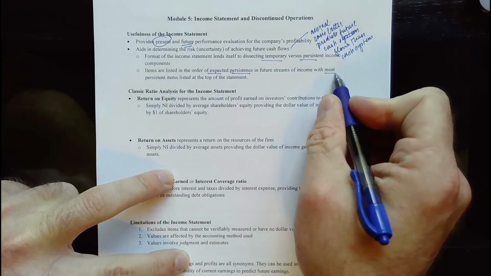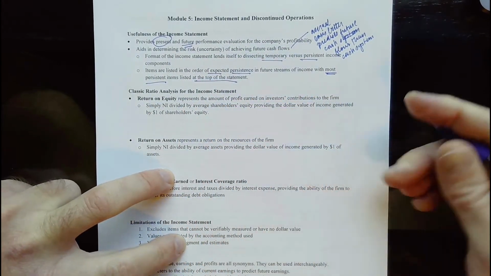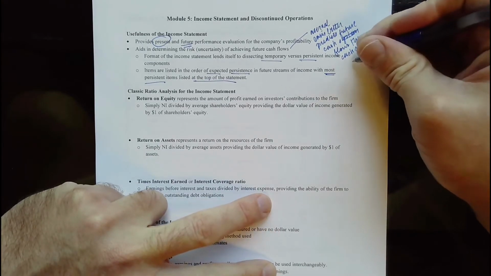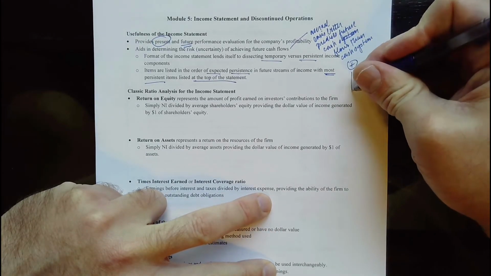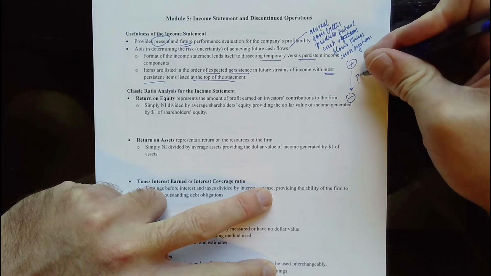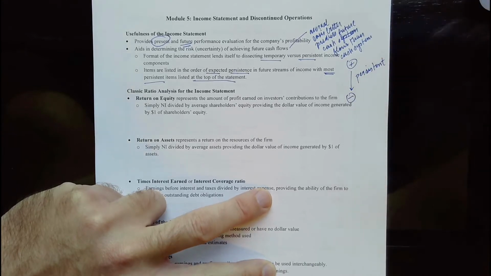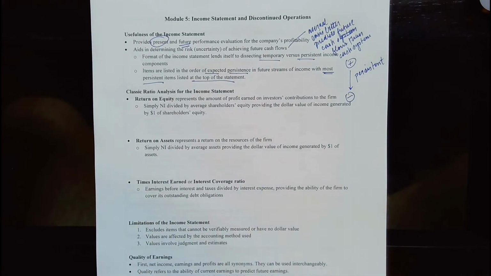So in that mindset, we order the income statement in terms of their expected persistence in future streams of income. The most persistent items are listed at the top of the statement. So the further down we go in terms of expenses and revenues that are presented on the income statement, the less persistent things become. And that's going to be so key in understanding the placement and the general geography, if you will, of different sections on the income statement.